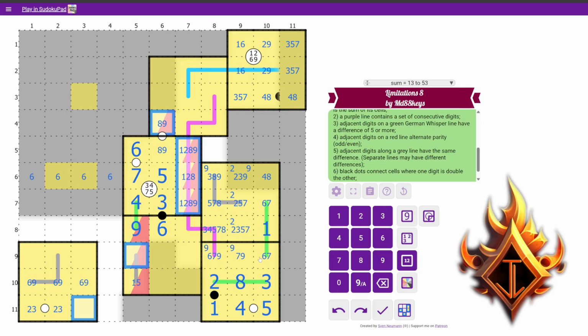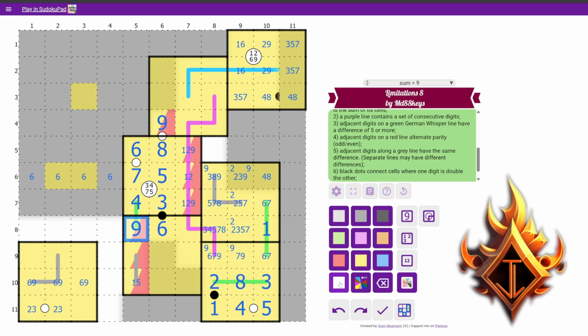But 7 is in this row here. So 7 could not be on the line, and it would have to be right there. But that would mean 6 and 9 are here, and it would force 3 on the line, which would break it. So this is not 8. That is 9. That is 8. This is 1, 2, 9. 9 is red, not 8.